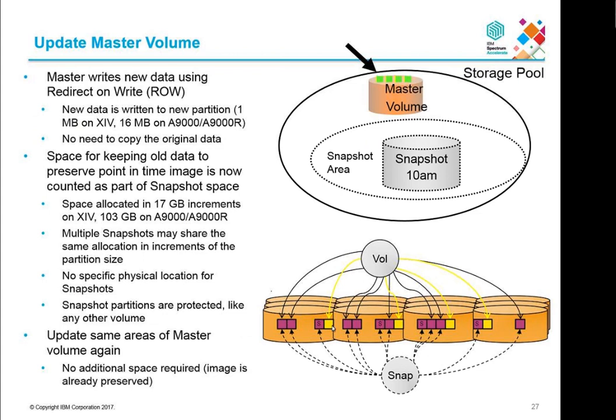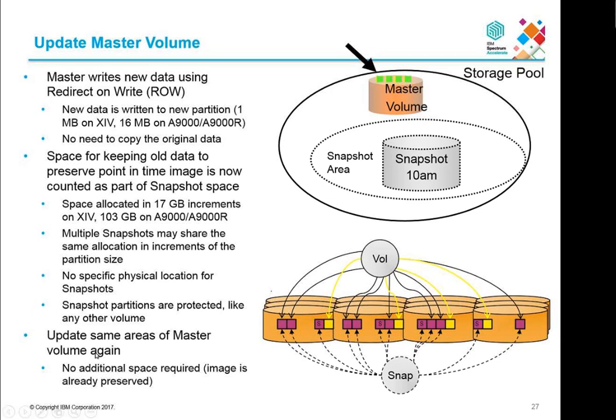But what I have to do in the background then is migrate the rest of that partition. I have to coalesce the new information with the rest of the 16 meg. Again, 1 meg in the XIV case, 16 meg in the A9000 case. So that creates some background work on the machine to do that coalescing. That's where we really get the performance limit on snaps: how much of that background work do the grid controllers have to do to coalesce what was written and the old information.